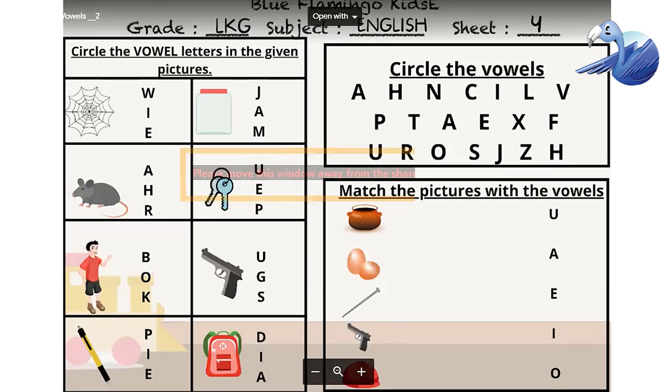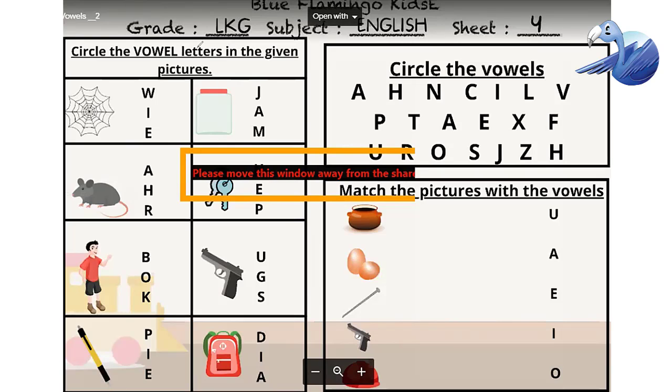Yeah. So in this worksheet, students, what we have to do, we have to circle the vowel letter. Yesterday we learned vowel letters, no? What are the 5 vowel letters? A, E, I, O, U. Repeat with me, everyone.